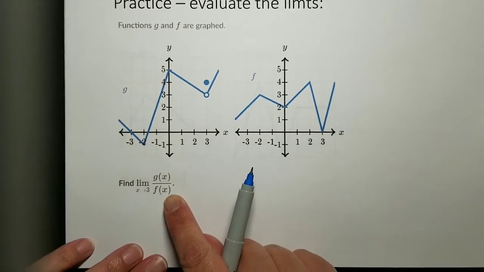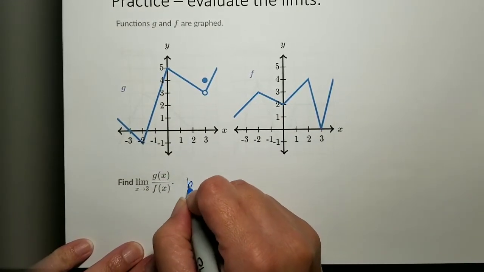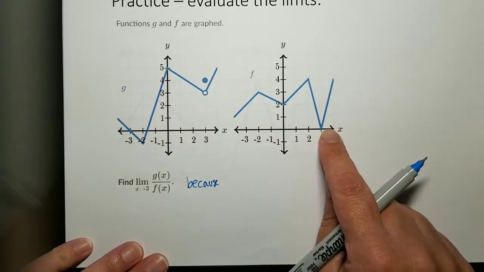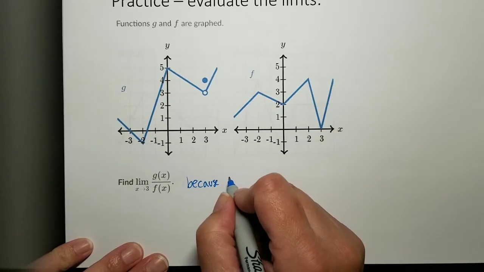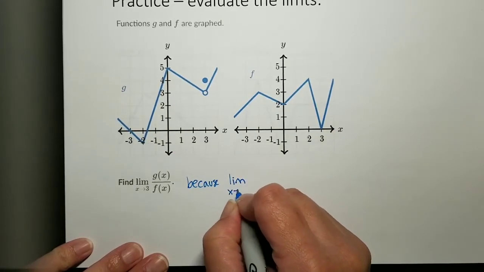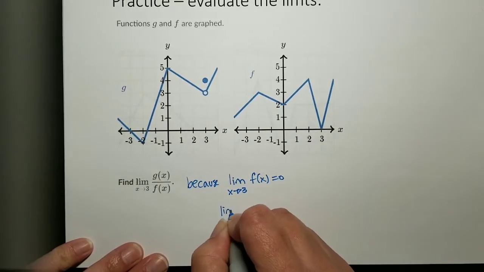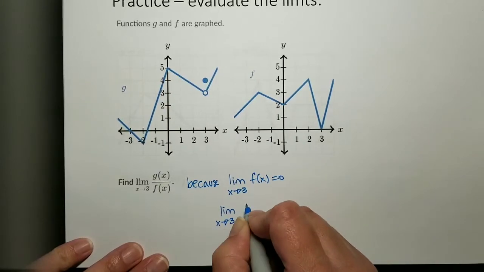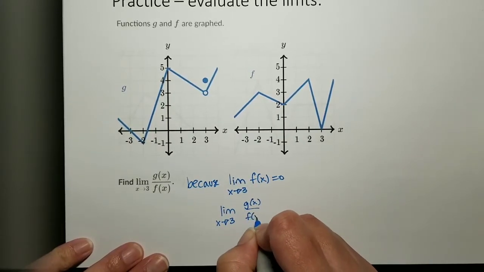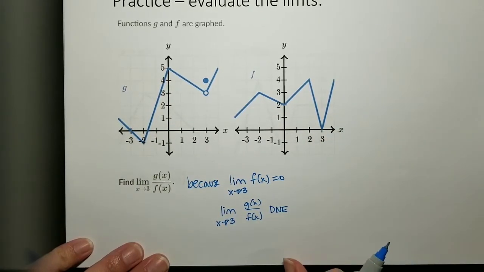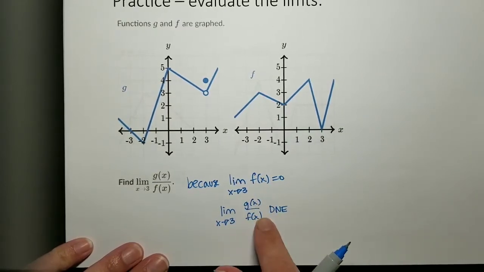So we would get 3 over 0, but obviously we can't divide by 0. So here we're going to have to say, because the limit as x approaches 3 of f at x equals 0, the limit as x approaches 3 of g at x over f at x does not exist. Just saying that because we've got our denominator coming to a 0, the limit overall of that rational expression does not exist.